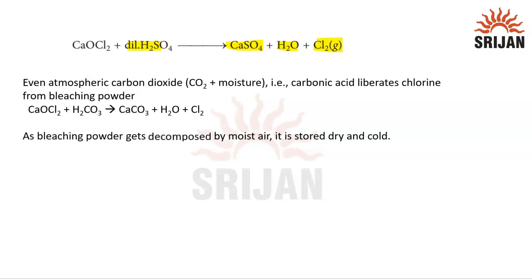Even atmospheric carbon dioxide, which also contains moisture, that is actually carbonic acid, liberates chlorine gas from bleaching powder. Here is the reaction: bleaching powder on reacting with carbonic acid gives calcium carbonate along with water and the liberation of chlorine gas. As bleaching powder gets decomposed by moist air, it has to be stored dry and in cold conditions.